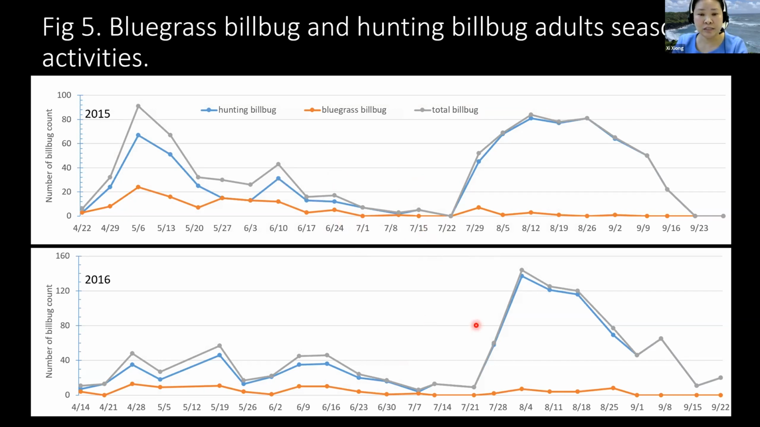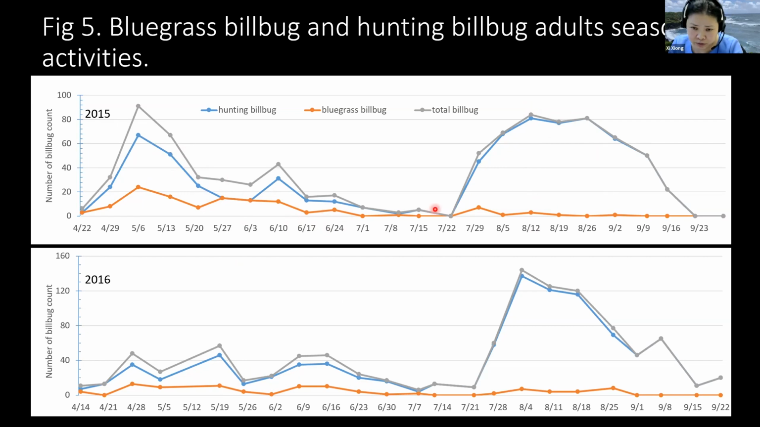This is 2 years of data where we monitored the billbug population at a local golf course Zoysia grass fairway. The blue line is the hunting billbug, and you can see that they are the dominating species. We do have some bluegrass billbugs on the side too, and the gray line is the total number of billbugs. What we found is that we have a pretty large peak of adult activity during the fall, and yet in the spring we have almost 2 or even 3 peak activity times for the adults.